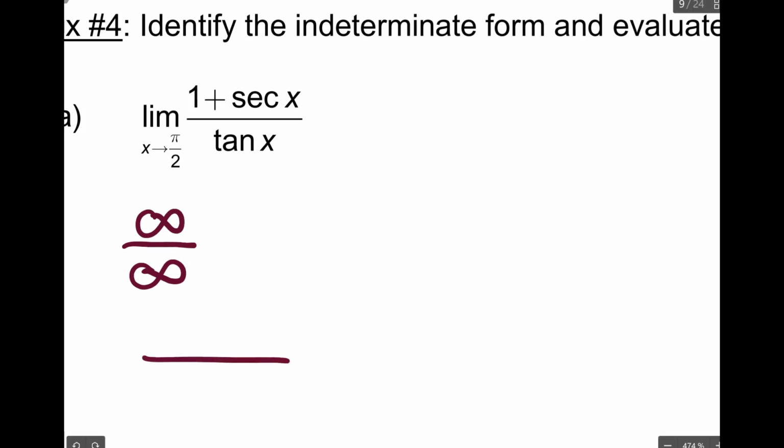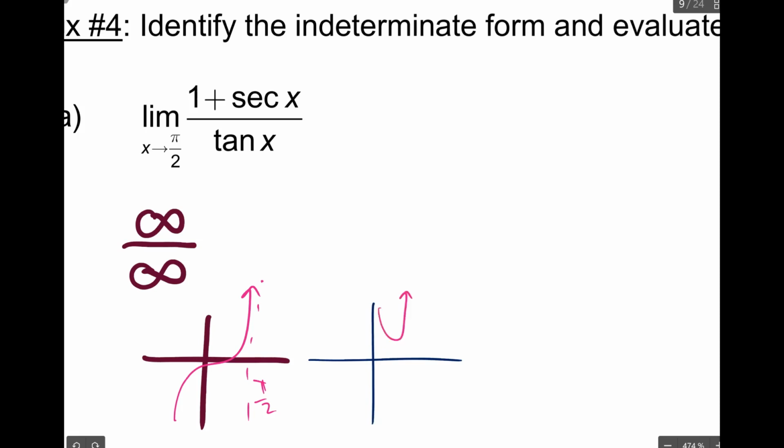So if you remember, the graph of tangent looks like this, and at pi over 2, it goes to infinity. The graph of secant looks like this. So at pi over 2, we're approaching infinity. Cool. So this is the infinity over infinity indeterminate form. So let's apply L'Hopital's rule.